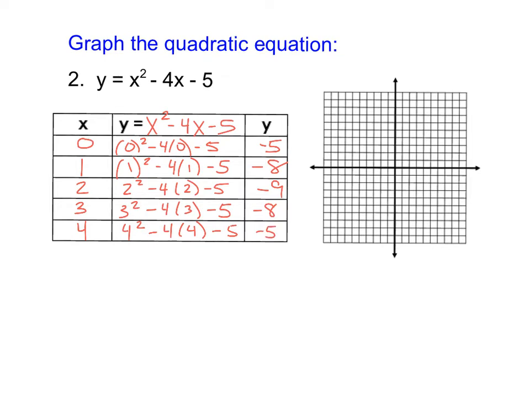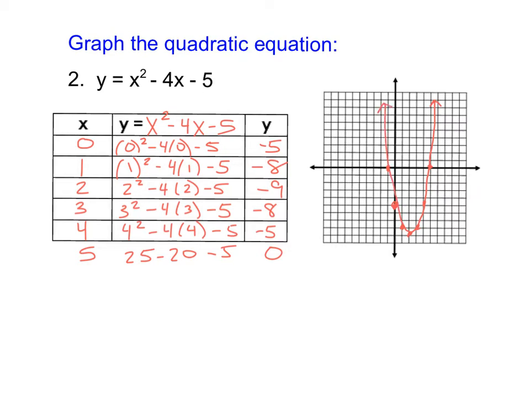So 0, negative 5, right there. Pretty much all of these graphs are 10 by 10s, so I can skip counting; I don't really count very closely. And then we can plug in 5 if we wanted. That would be 25 minus 20 minus 5, which is 0. We can plug in more numbers. And there's our parabola.